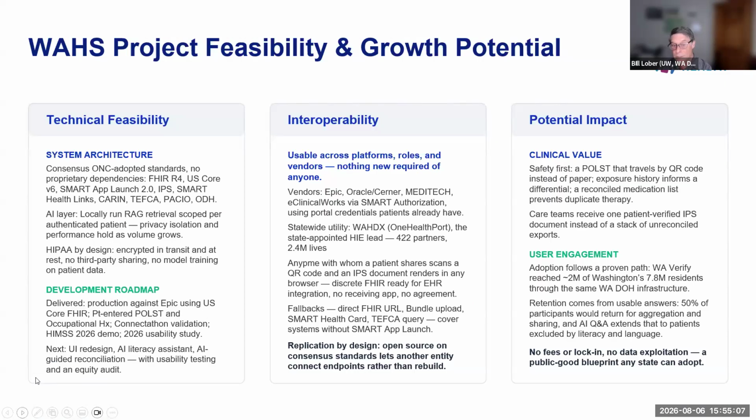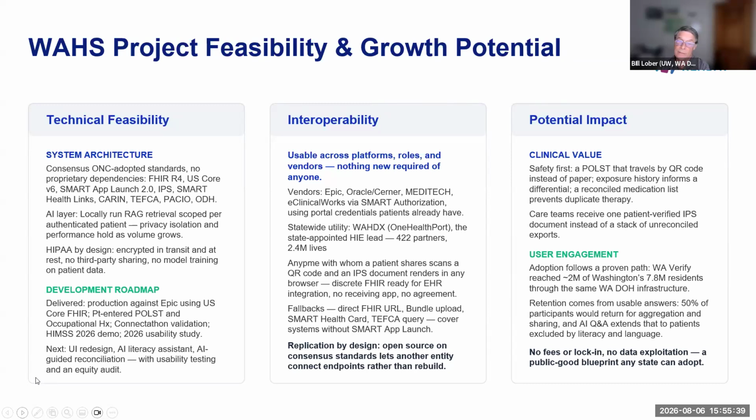Every piece runs on ONC adopted standards with no proprietary dependencies. The AI runs locally, scoped to the current authenticated patient. No model training on patient data. Nothing new is required of anyone. Patients sign in with portal credentials they already have. When they share, the recipient scans a QR code and an IPS document renders in any browser with underlying discrete FHIR ready for ingestion by an EHR or public health system. No receiving app needed, and sharing stays under the patient's control.